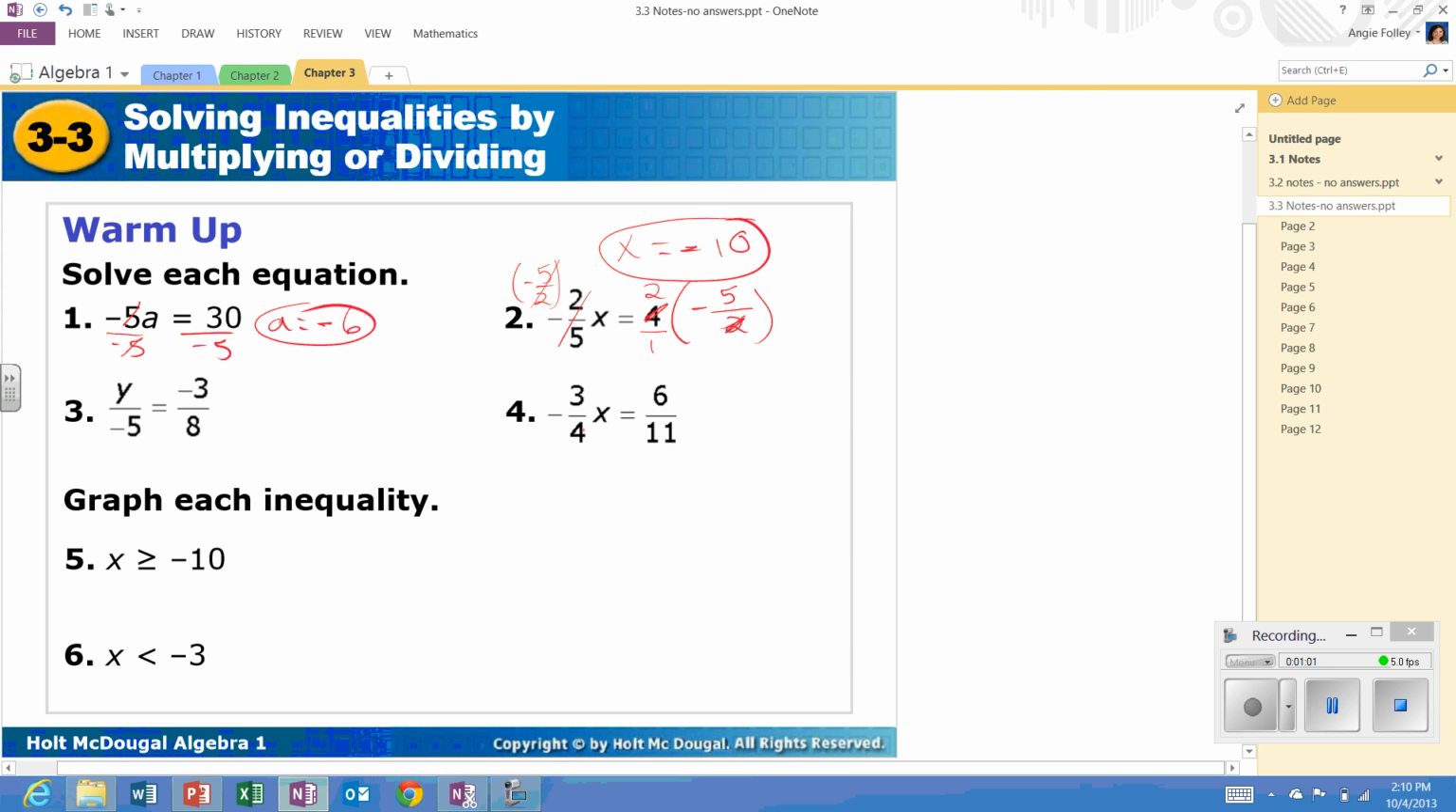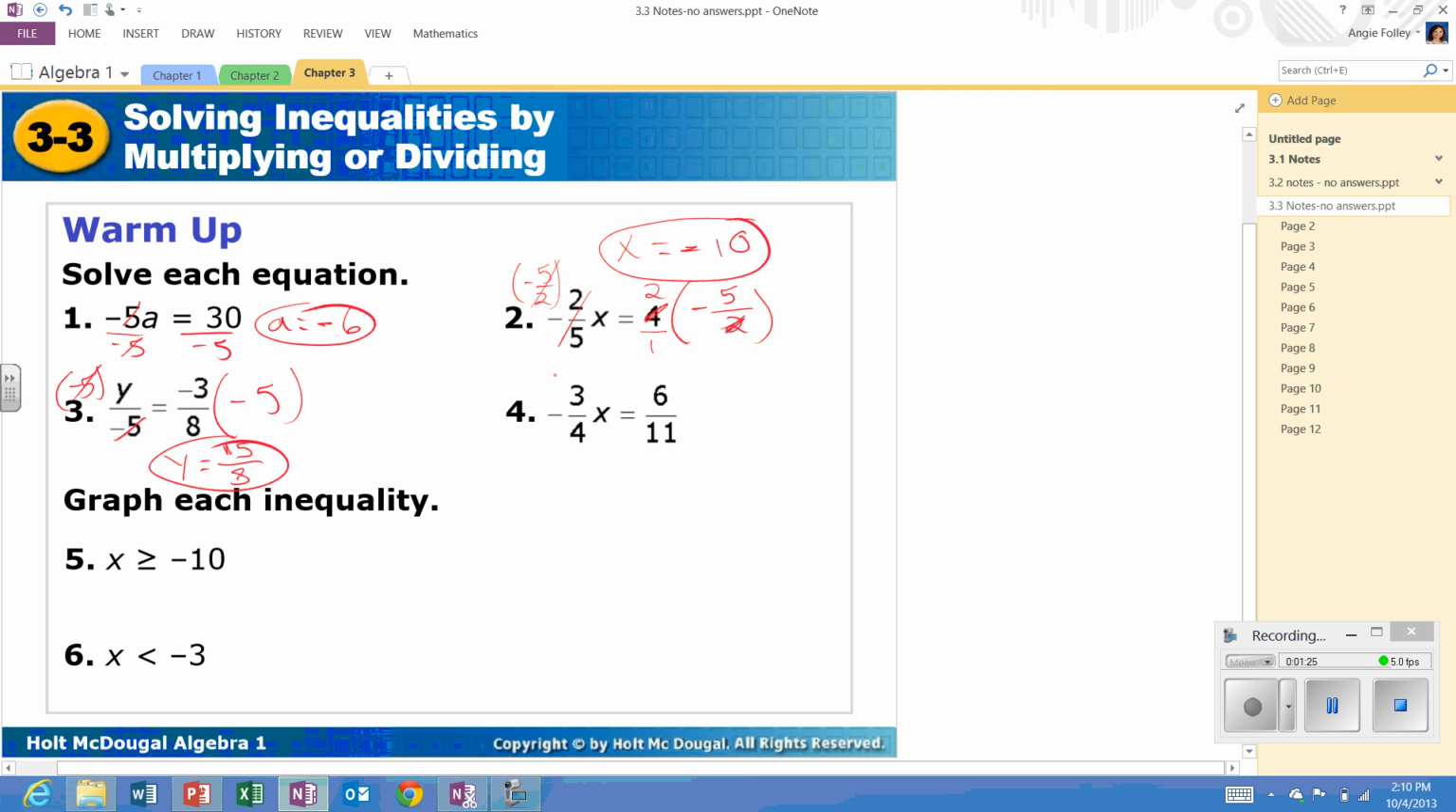Okay? On number 3, to get rid of this -5, it's in the denominator, so it's y divided by it. So the inverse operation is to multiply by -5. So we're going to do that to both sides so that it cancels. And then y will equal -3 times -5, which is +15 over 8.